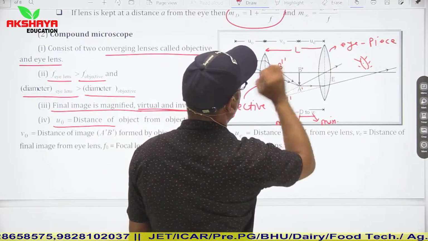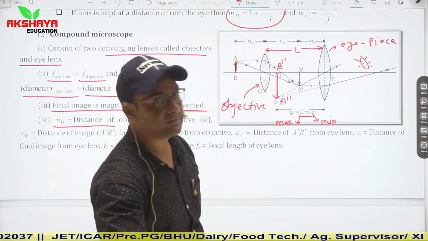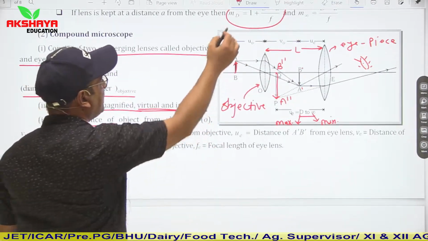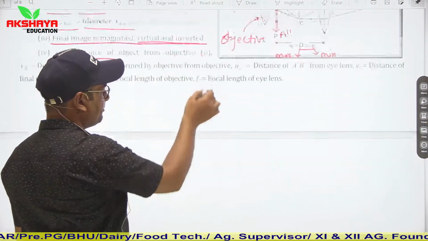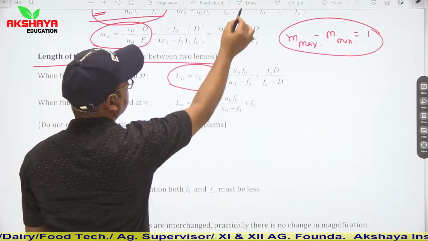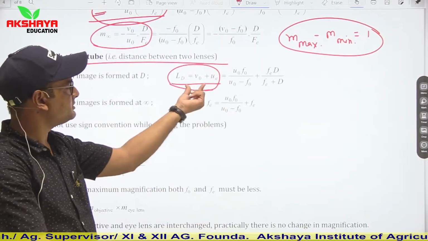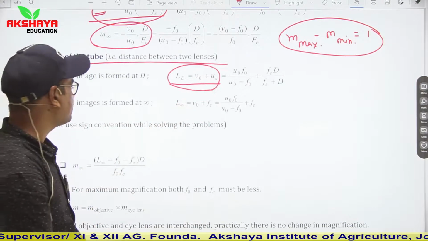This is the length of the microscope, and this length is equal to VO plus UE. So we can clearly see that the length of the tube is VO plus UE. Now we can calculate it in different terms. Simply, you have to keep in mind this general relation.